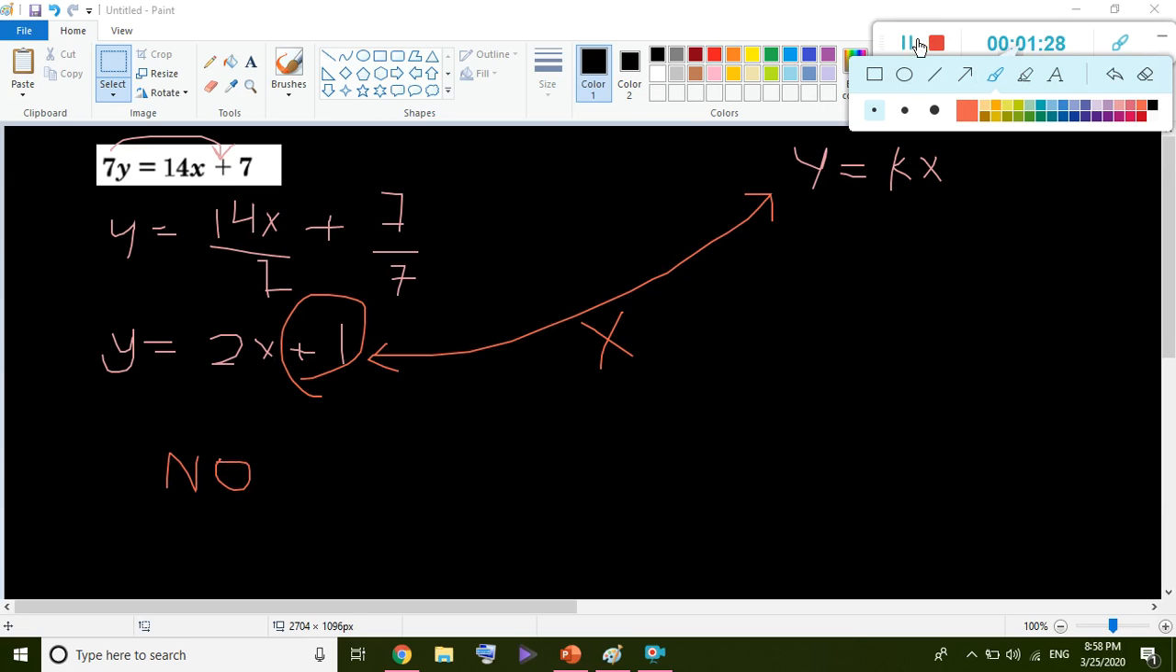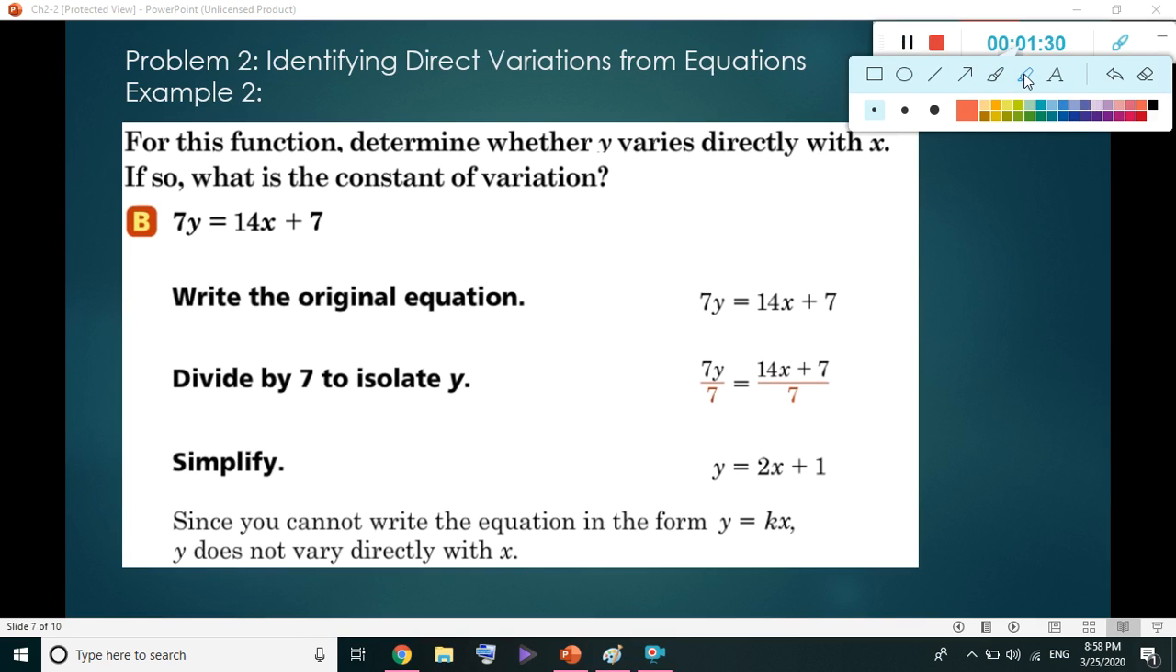Now let's check our solution. We said we're going to move everything. It's going to be y equals 2x plus 1, as we concluded at the end. Since you cannot write the equation in the form of y equals kx, y does not vary directly with x. So this is how we found it from the previous example and this example.